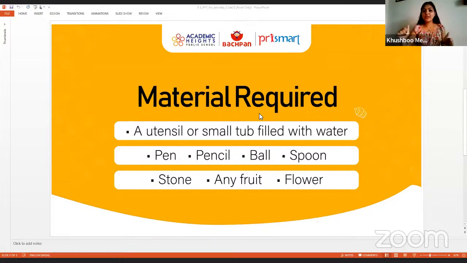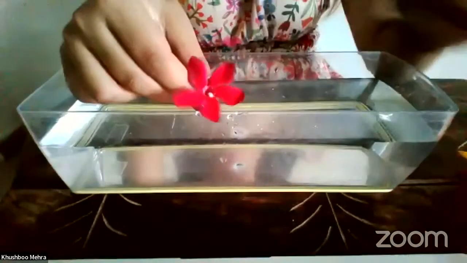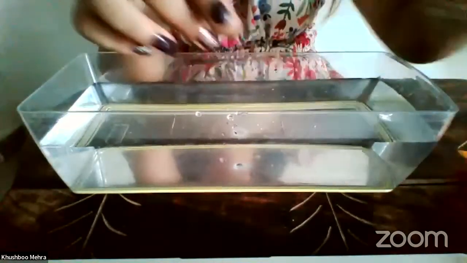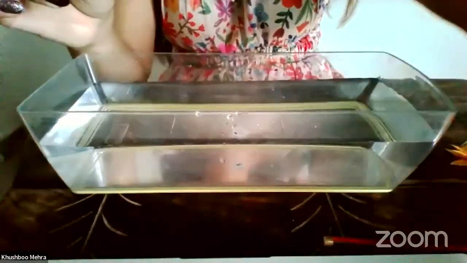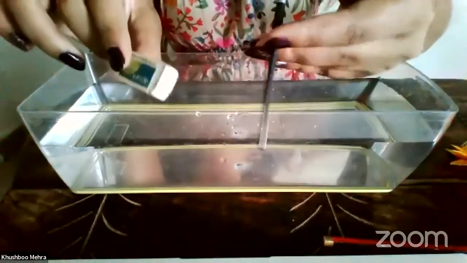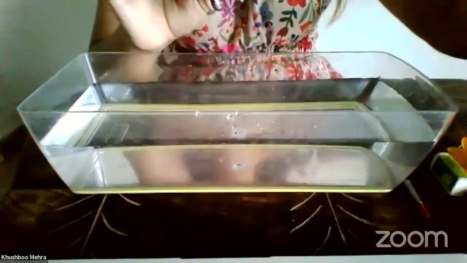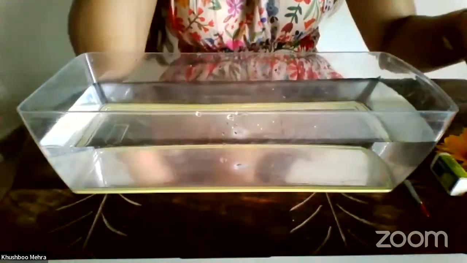Okay, so let's get ready. We can use as many objects as we have at home with us, okay? So we can have a flower, a real flower, leaf, pencil, spoon, a pen. I'm having a rubber, okay? Small objects you can take, and we'll be testing what happens when we dip them in water, when we drop each one of them in water, okay?